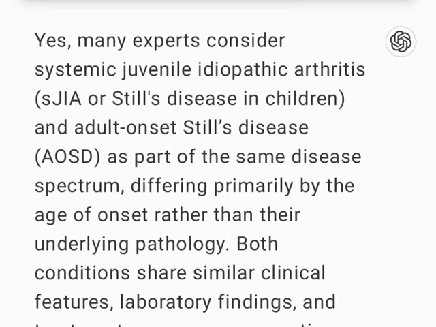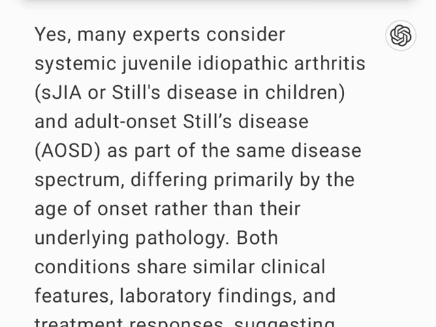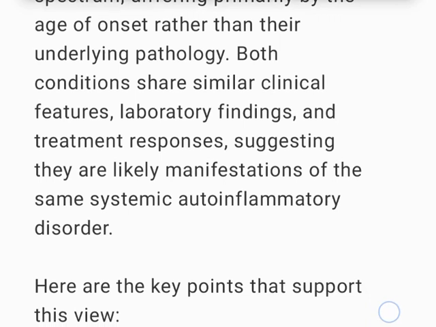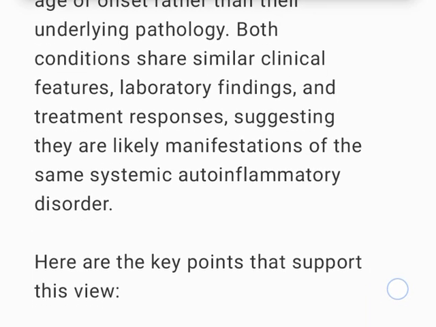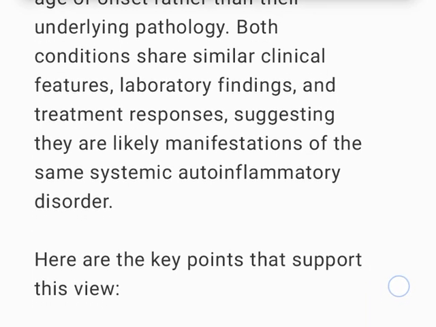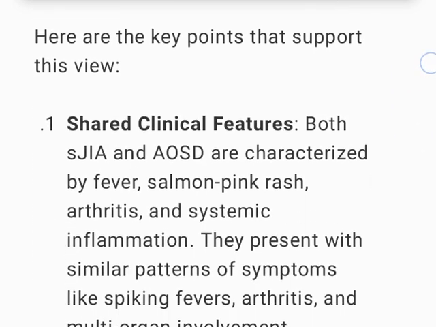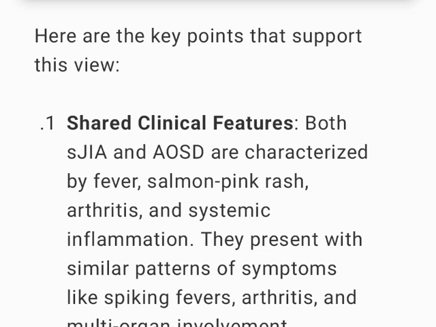Yes, many experts consider systemic juvenile idiopathic arthritis, SJIA, or Still's disease in children, and adult onset Still's disease, AOSD, as part of the same disease spectrum, differing primarily by the age of onset rather than their underlying pathology. Both conditions share similar clinical features, laboratory findings, and treatment responses, suggesting they are likely manifestations of the same systemic autoinflammatory disorder. Here are the key points that support this view.